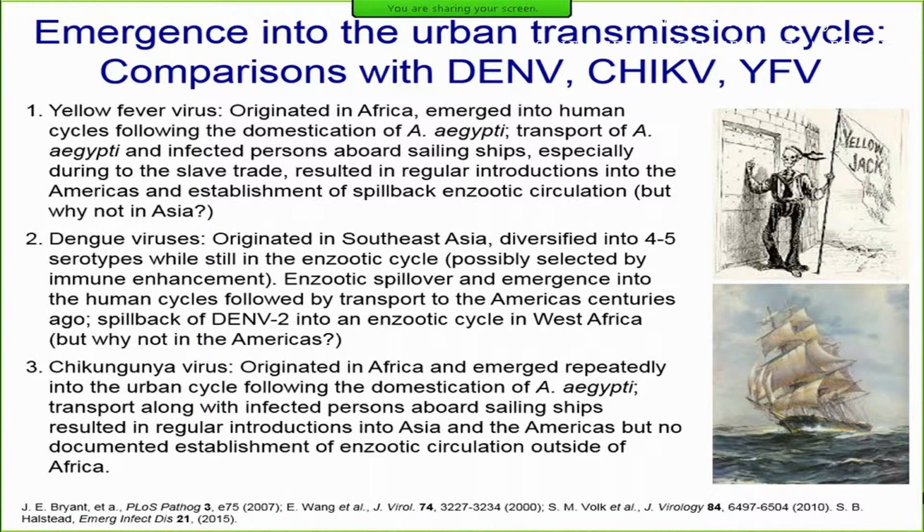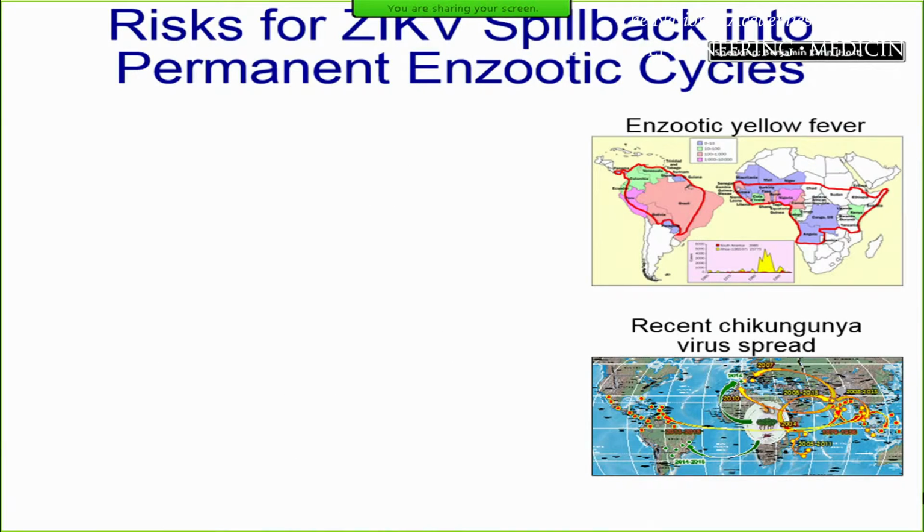And finally, chikungunya virus also has a long history of emergence from Africa, probably aboard sailing ships during the 18th century to both Asia and to the Americas. Same kind of scenario as yellow fever and dengue. But there's no evidence that enzootic transmission was ever established in Asia or so far in the New World either, although it's only been here for about 2 years now, at least in recent history.